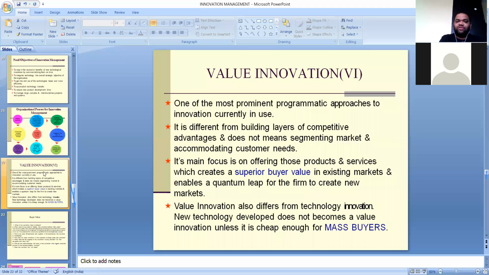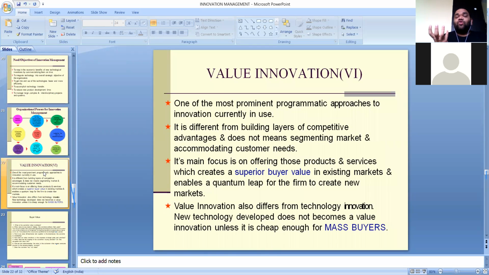Moving again to the first slide itself, we have to focus on that. If you see the fourth point, value innovation also differs from technology innovation. Not technology. See here, it's a relation. Value innovation means it's a relation between a product and a customer.